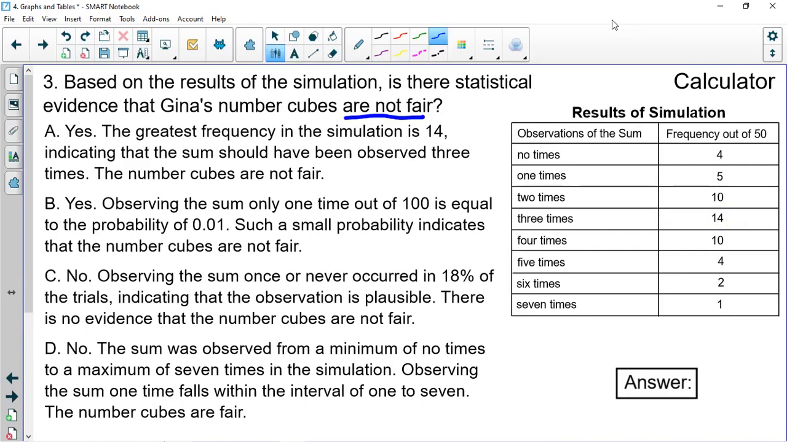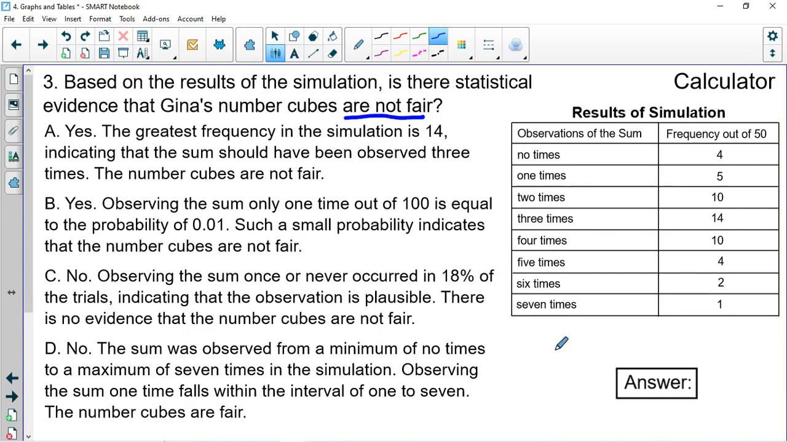Choice B says yes, again, meaning yes, they're not fair. Observing the sum only 1 time out of 100 is equal to the probability 0.01. Such a small probability indicates that the number cubes are not fair. All right, this one doesn't look like a correct choice for a couple reasons. The first reason is that it's not even mentioning the table at all. Remember, the whole point of this table was to summarize the results of the simulation and help us figure out if there's enough data to prove that these number cubes are not fair. So the fact that this choice B doesn't even mention the table has me suspicious.